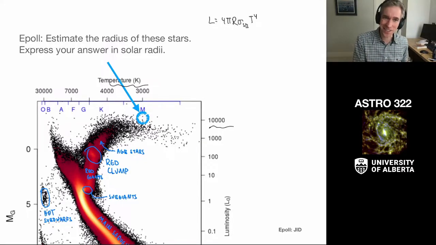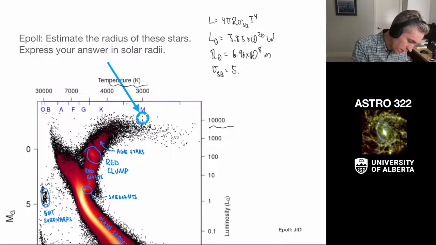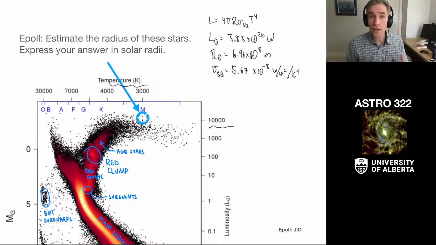And since we haven't had our constants quiz, I will provide you that L sun is equal to 3.83 times 10 to the 26 watts. The radius of the sun is equal to 6.96 times 10 to the 8th meters. And then sigma SB is equal to 5.67 times 10 to the minus 8 watts per meter squared per Kelvin to the fourth. So that should give you all the pieces you need to unpack this problem. So go nuts. I'm going to shut up for a bit. If you have any questions, hit them up in the lecture questions chat on the Discord or into the Zoom.